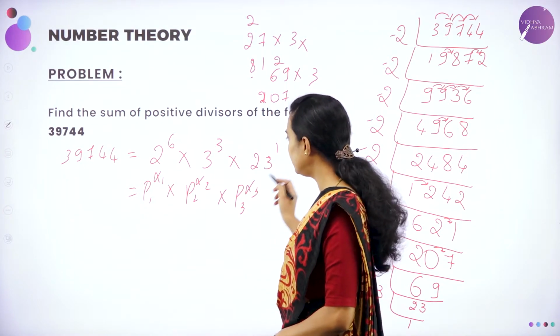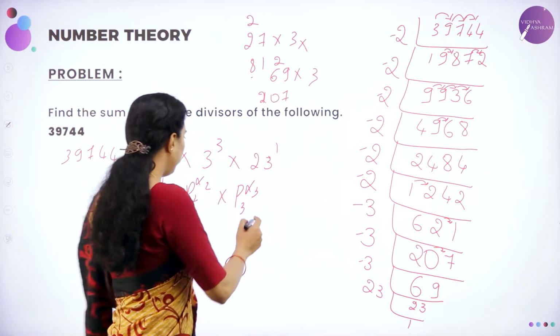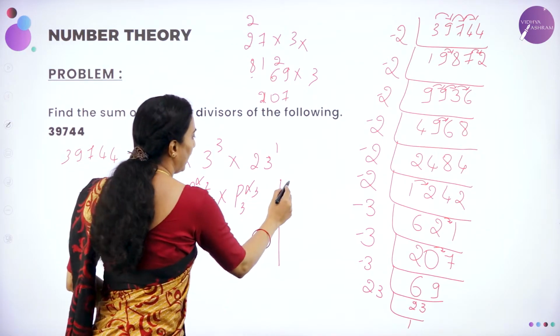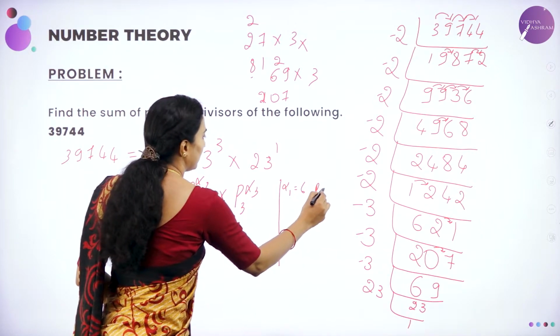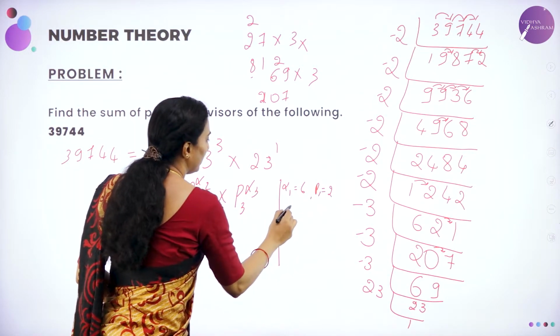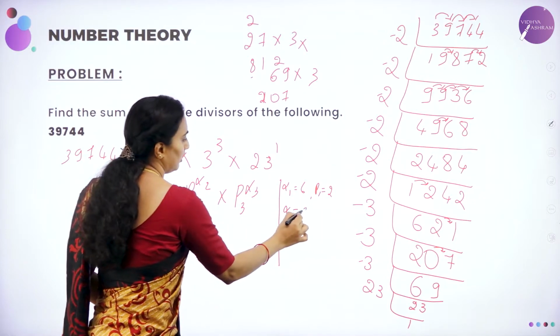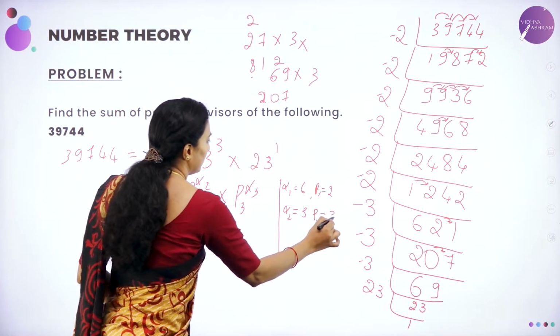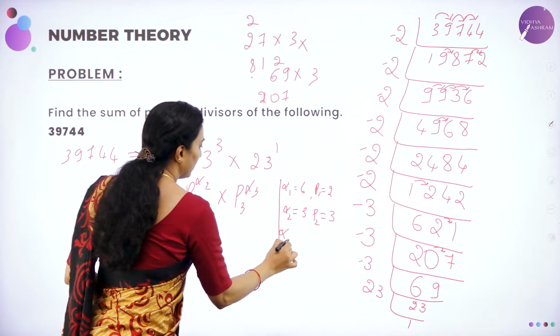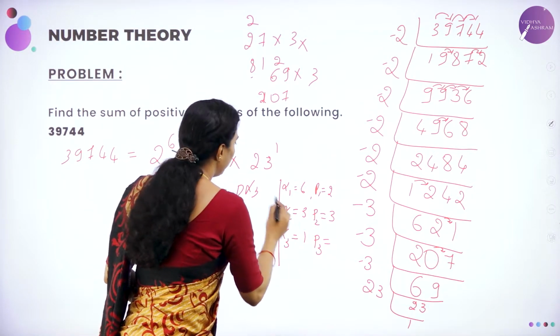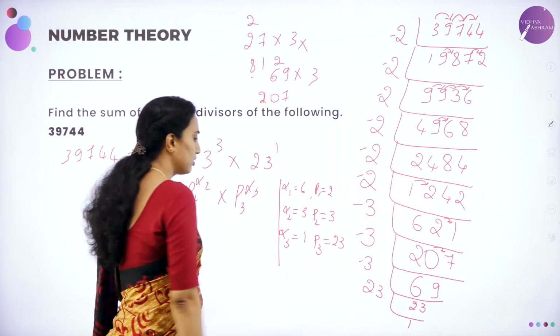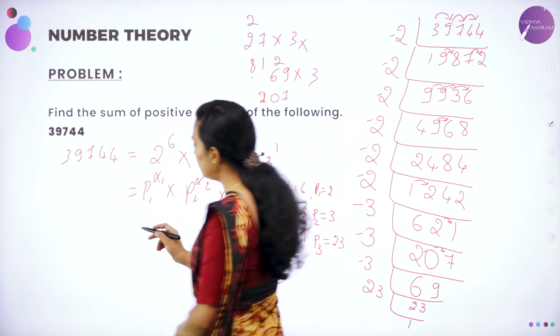Now let me write down here what P1, P2, P3 are. Alpha 1 is nothing but 6 and P1 is nothing but 2. Similarly, alpha 2 is 3 and P2 is 3, and alpha 3 is 1 and P3 is nothing but 23. So let me write down the formula. What is the formula you are going to have?